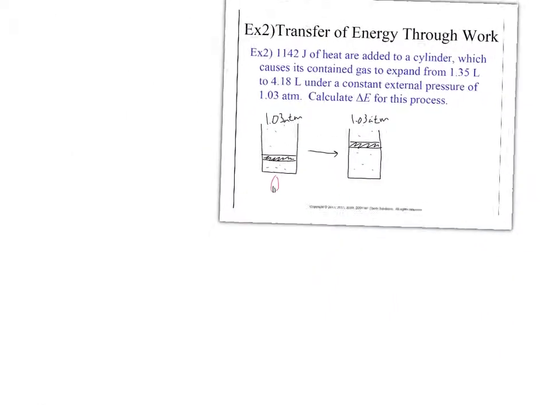Let's go ahead and work through the calculation on this one. The overall equation that we're going for, we're looking for delta E, and delta E is equal to the heat plus the work. And we already have the heat. We say that there's 1142 joules of heat added to the cylinder, and since it's being added to the cylinder, that means it is a positive 1142 in our equation. Now, if it was 1142 being put from the cylinder to the outside, they're not going to tell you negative 1142. That's something you have to be able to distinguish yourself. But in this case, it's positive.